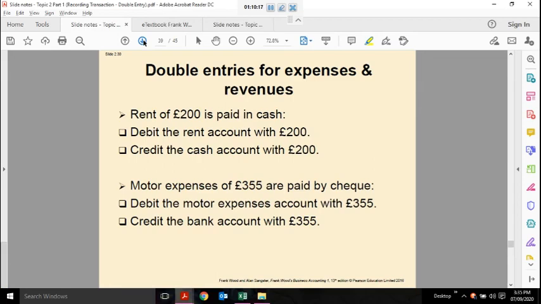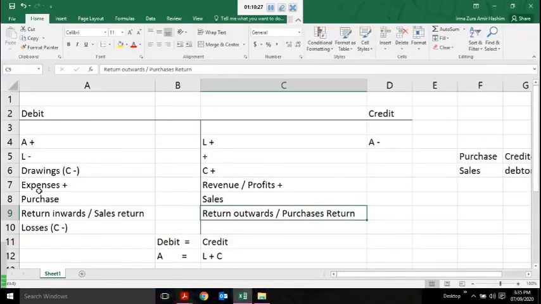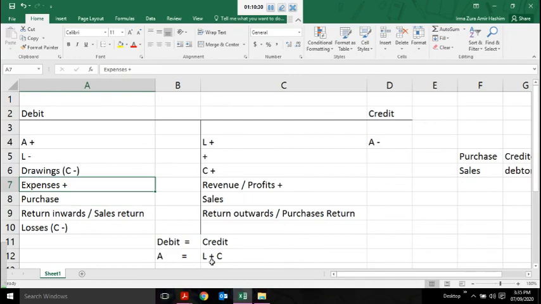Okay, so when your revenue increases, then you should record it as credit. So now rent 200 is paid. Rent is your expense, so when expenses increase, you should record it on the debit side here, right?